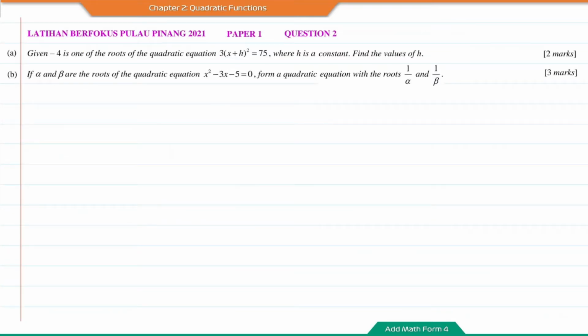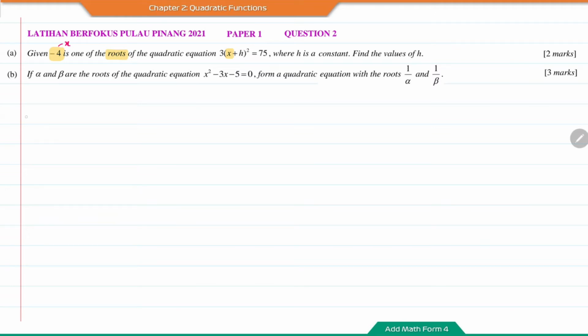Next question is from Pulau Pinang 2021, paper 1, question number 2. A, given negative 4 is one of the roots of the quadratic equation 3 bracket x plus h squared equal to 75, where h is a constant, find the value of h. Negative 4 is one of the roots. This means negative 4 is one of the values for x, which means it satisfies this quadratic equation. So when you substitute negative 4 into x, the value on the left hand side will equal the value on the right hand side.